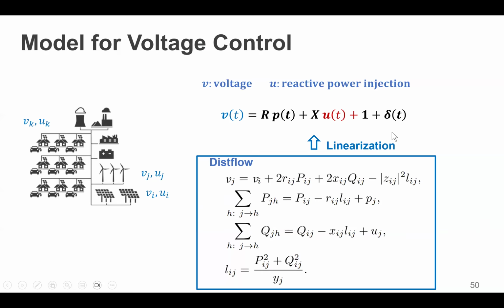Then, how to cope with the nonlinearity in the system, and also when we do not know the exact topology or parameters of the system, we propose the successive linearization approach. Here, we can do data-driven successive linearization to gradually adapt to the current operating points, and we can still achieve guarantees on convergence to the KKT point for the original control problem with nonlinear and non-convex power flow constraints.